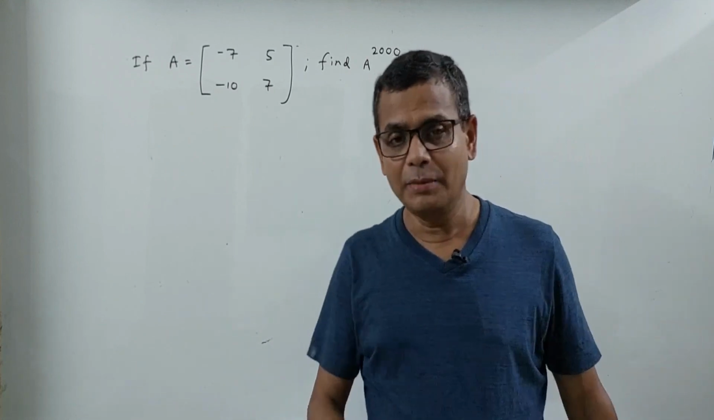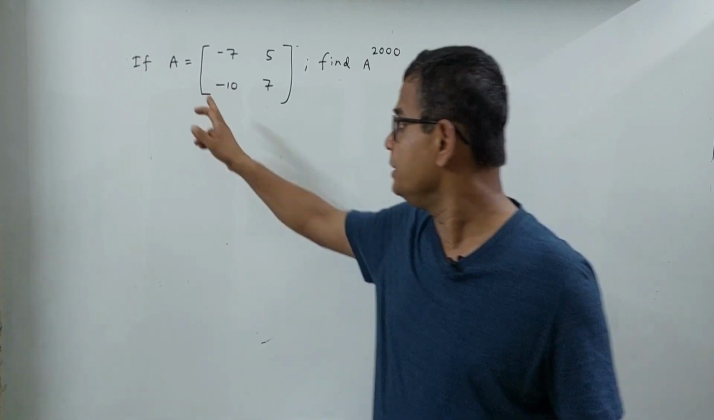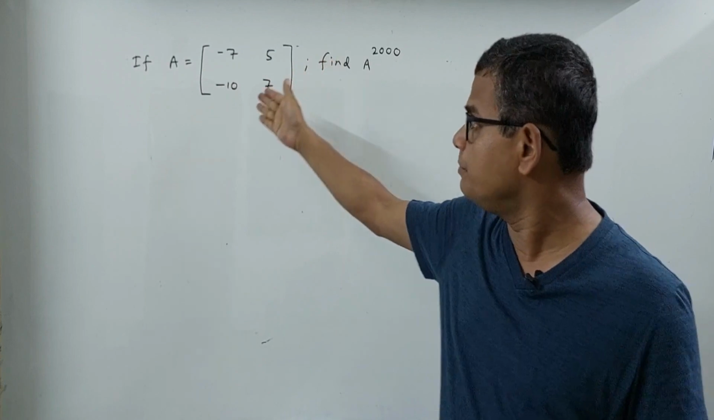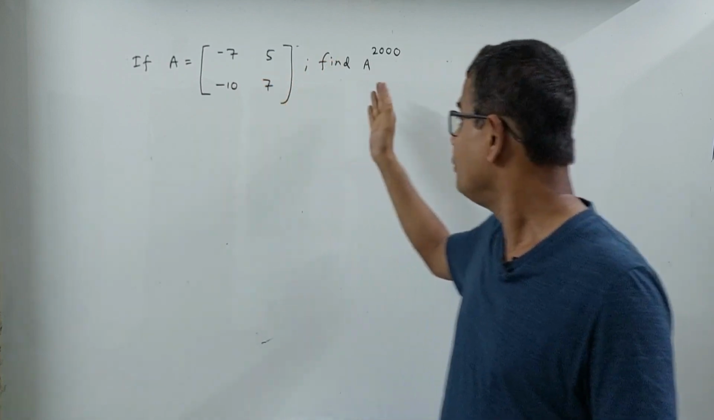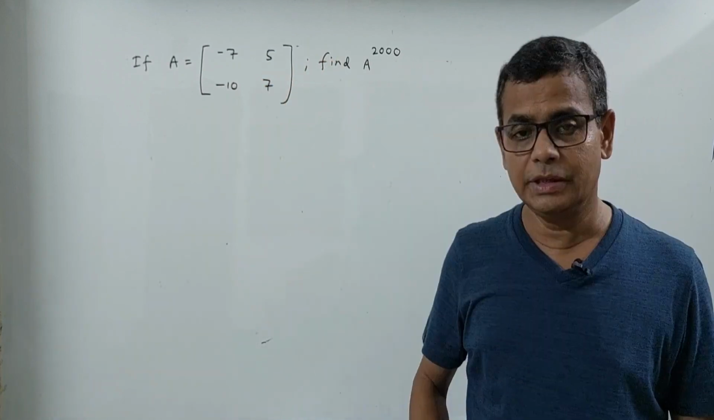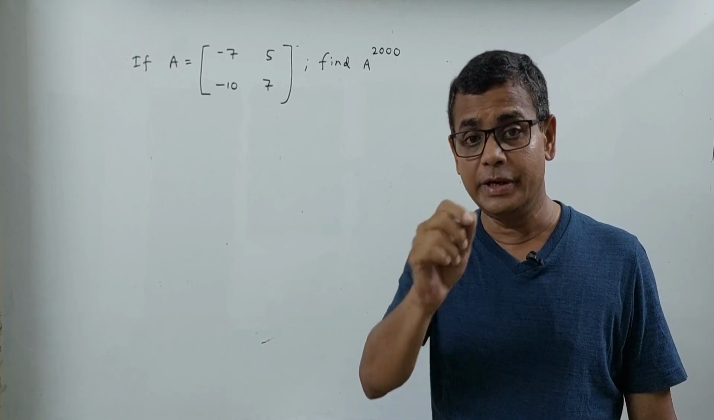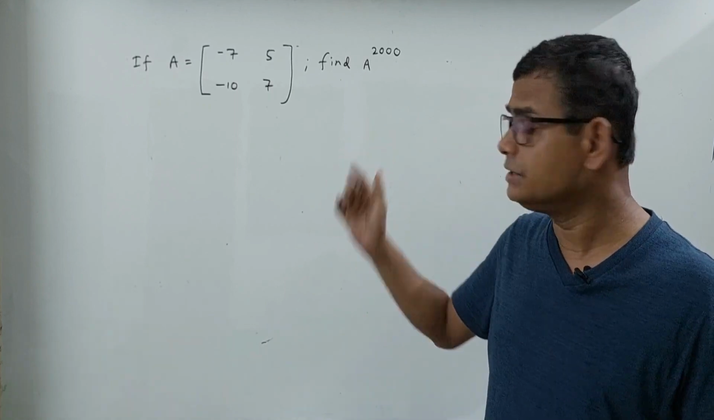Hello students, one more interesting sum of matrix. If A equal to [-7, 5; -10, 7], we have to find A to the power 2000. Let us apply a special trick here. Let us make the characteristic equation of this matrix.